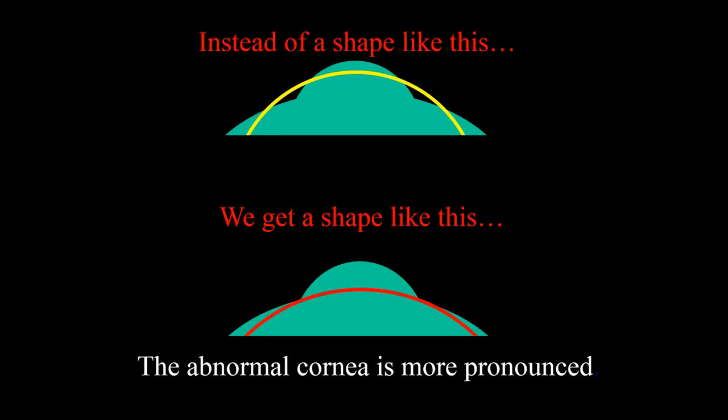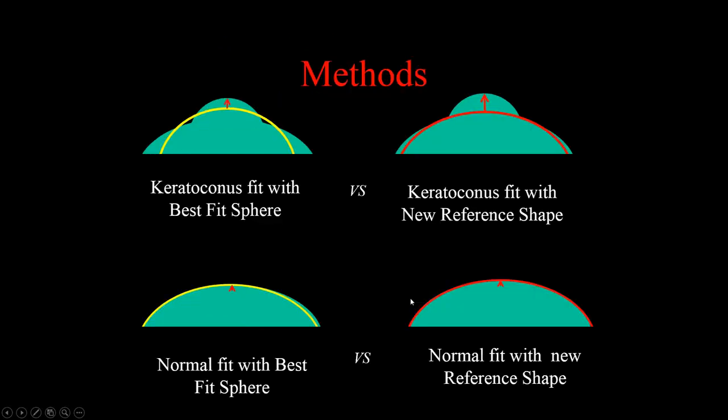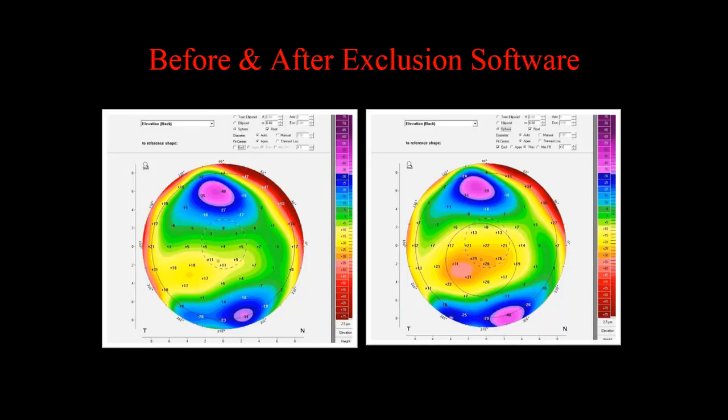And again, the purpose of that is to take a best fit sphere here that's influenced by the ectatic region and create a shape that looks more like this. And when we do that, with eyes that have ectasia, we go from this map to this map, a big increase in the elevation. When we do that in normal eyes, because normal eyes do not have a significant ectatic region, there is almost no change when we look at the normal best fit sphere to the enhanced reference surface.